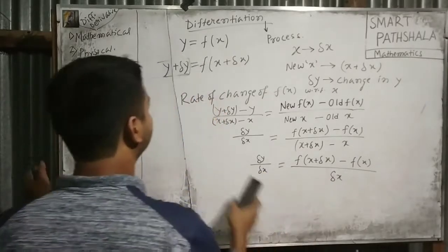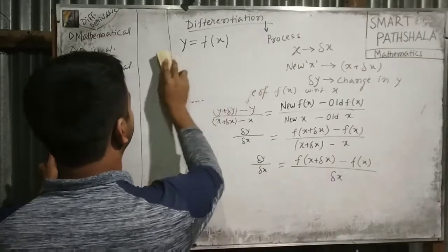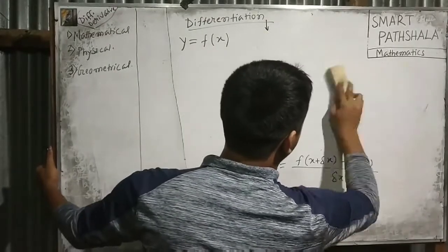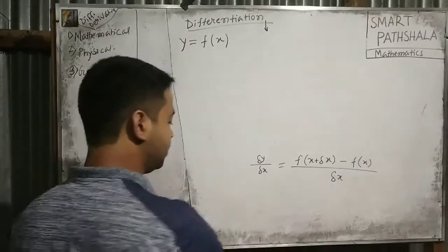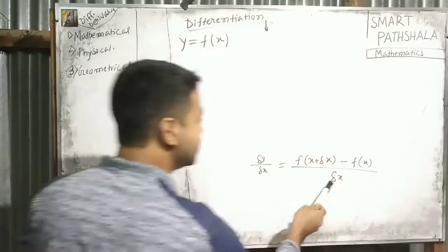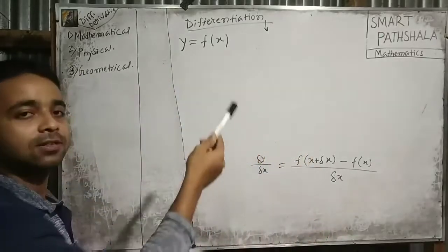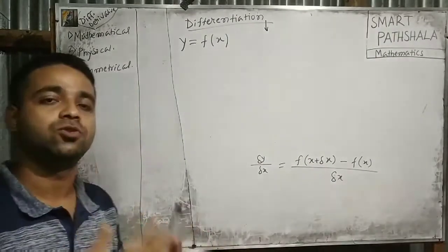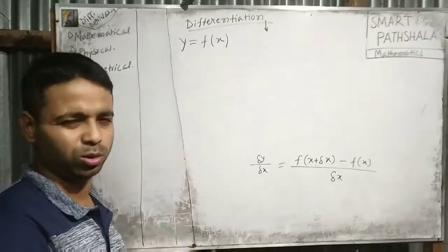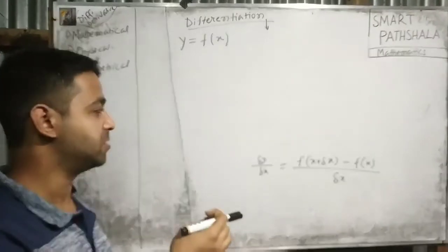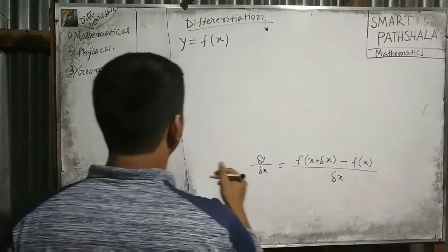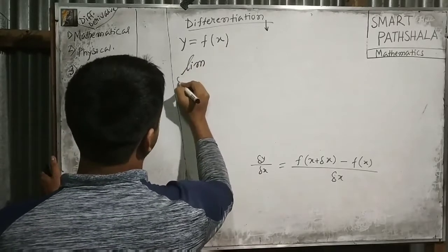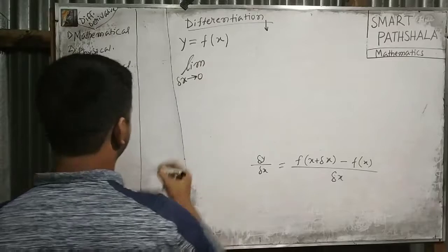Note it down. Now, if in a certain condition, the change, what is the change? The change is this del x. If in some condition this del x is tending to 0, which means this del x is very, very small, for a very small increment or decrement in x, then what we will find out? We will have obviously limit, limit when del x tends to 0.